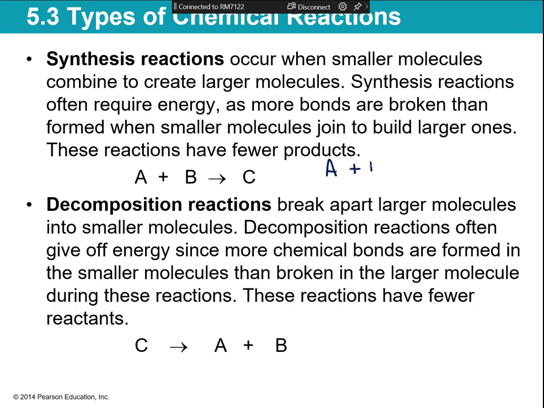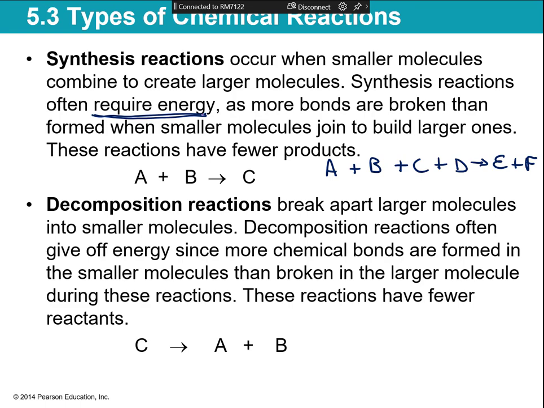So I could have A plus B plus C plus D making E and F, that's still synthesis. It doesn't matter how many, it's that I have more reactants than products. Can you see that this would make more order? Taking a lot of little things and making bigger things, like building reactions. Most of the time, these don't happen spontaneously. You have to put some energy in. So, like, building muscle.